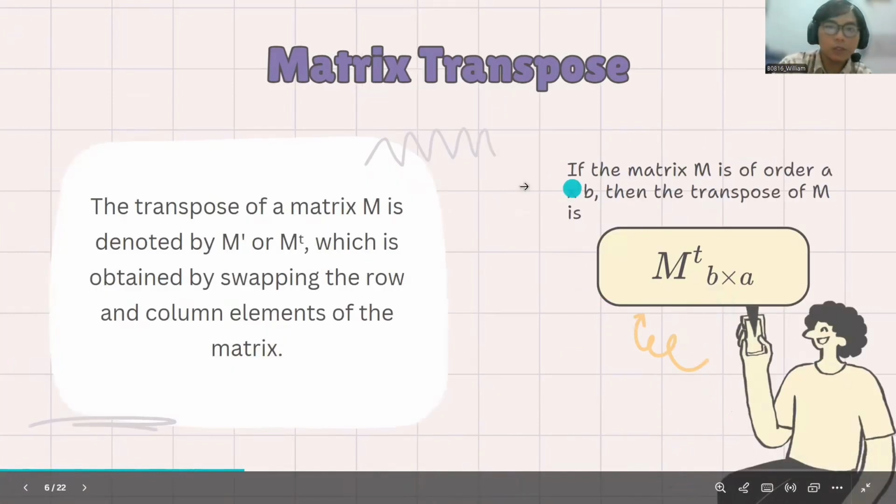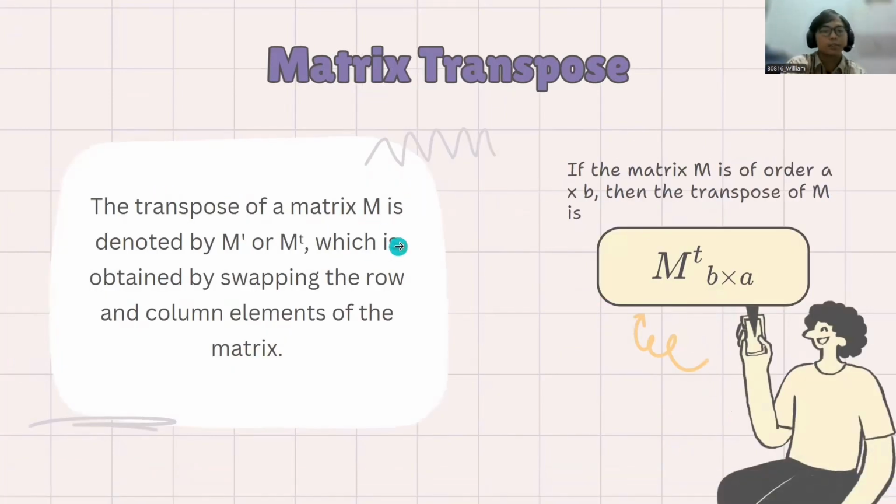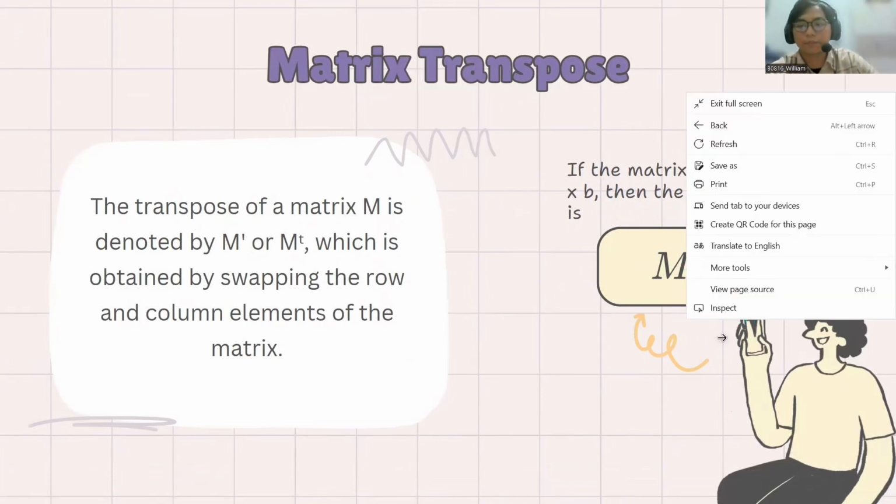Next, matrix transpose. The transpose of a matrix M is denoted by M prime or M^T, which is obtained by swapping the row and column elements of the matrix. If the matrix M is of order A by B, then the transpose of M is M^T of order B multiplied by A.